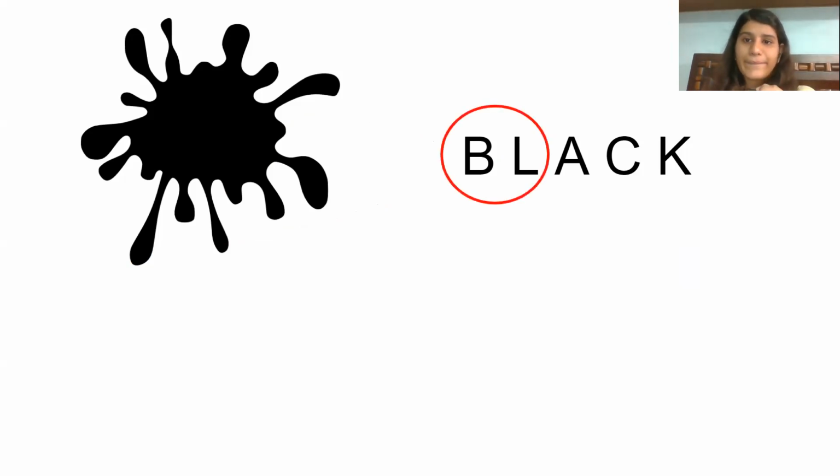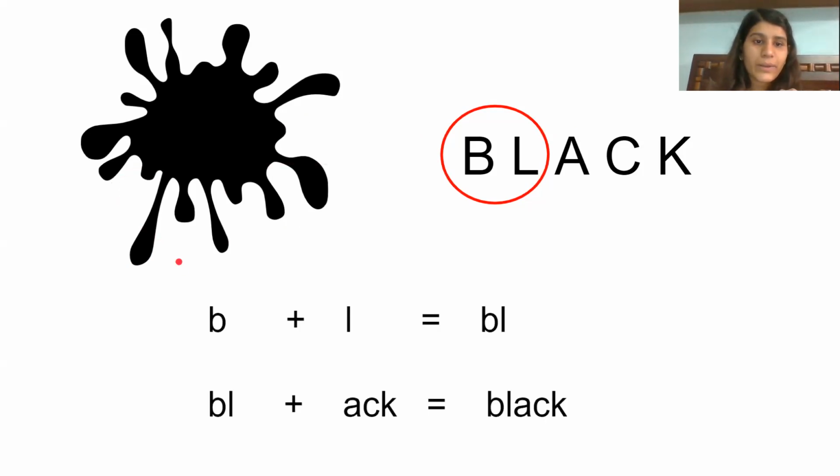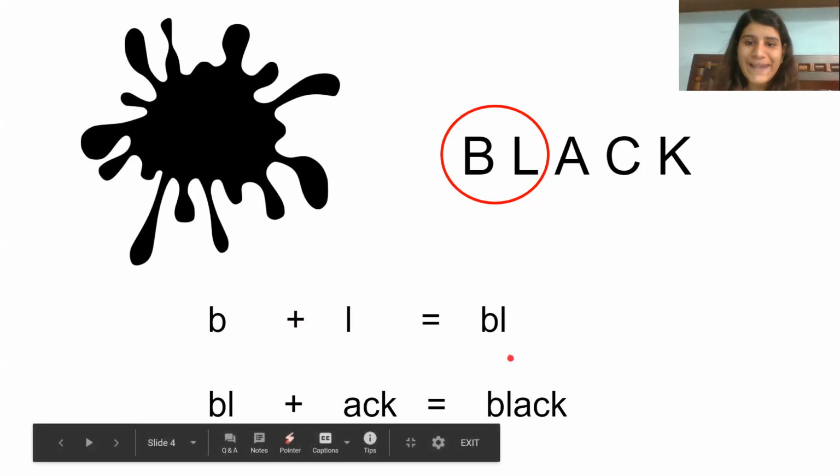Bl, black. So let's see how this word was made. Bl, b, l. Bl, b and l becomes bl, and then bl ak black. Now repeat it with me. Bl ak black. See, listen, repeat. Bl ak black. Now repeat. Bl ak black. Good job.